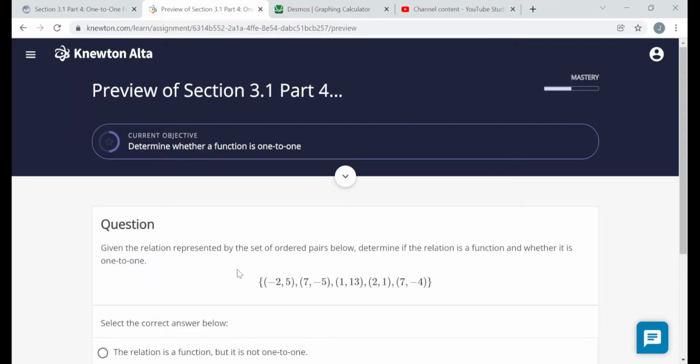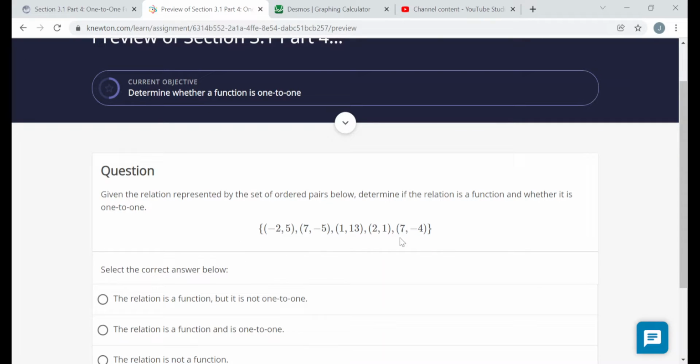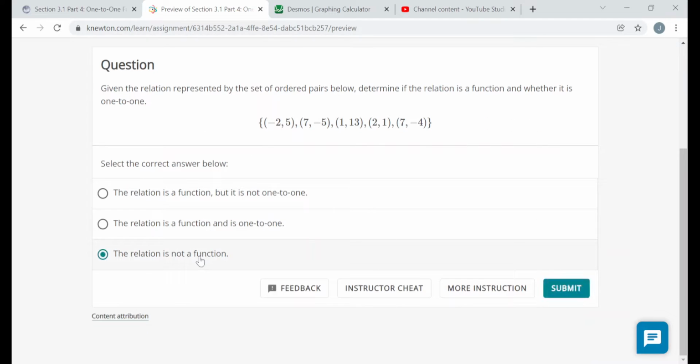All right, then again, now it's not a table, it's just a chart or a list of ordered pairs. Remember though, the x coordinates are the inputs. So -2, 7, 1, 2, and 7 again. I'm seeing two ordered pairs here with the same input. And look, that input is going to two different outputs. You have 7 goes to -5 and -4. You have an input that goes to more than one output. That's not a function. So it can't even be a one-to-one function. I don't even need to check the other way around. It's just not a function, period.